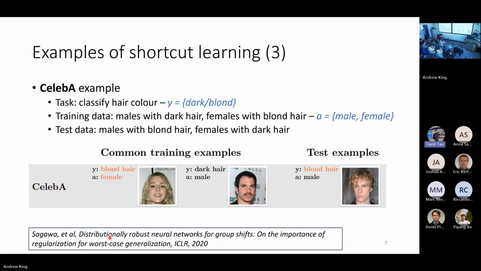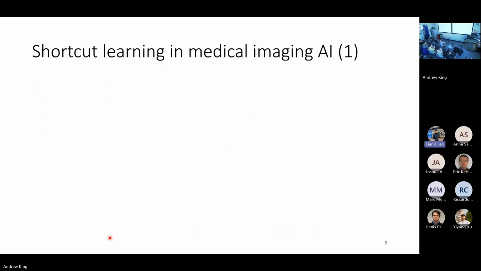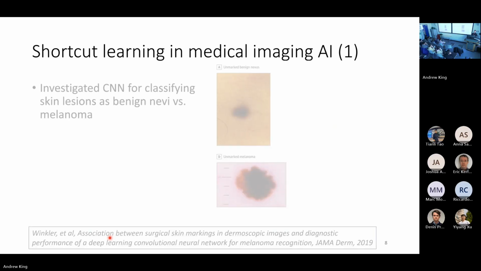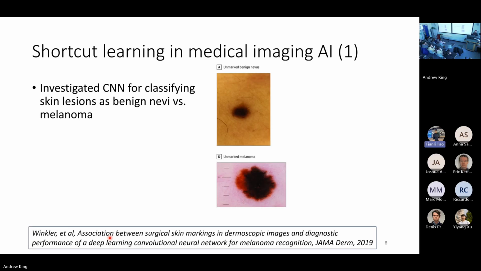So the obvious next question is, are there real examples? When you come to real world examples of AI, can shortcut learning occur and is it a problem? And that's where I think you need to move into healthcare and medical imaging in particular. This is one of the first examples of shortcut learning in medical imaging. It's from dermatology, back in 2019, where they investigated a CNN for doing binary classification of skin lesions as either a benign nevus or a melanoma. You can see examples of the two here.